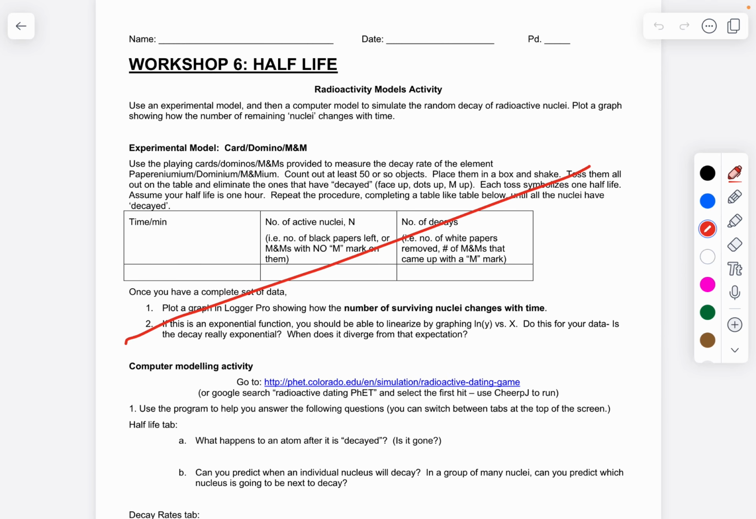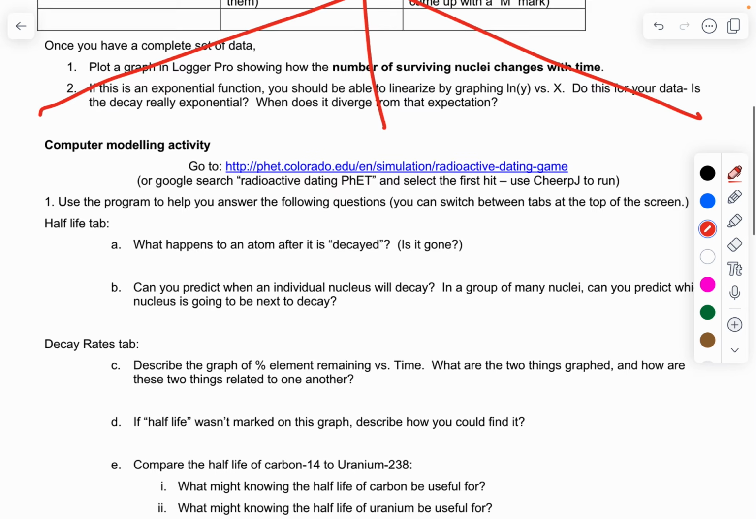Okay, so first we're gonna start with this. We're just gonna skip this one. Okay, so we're gonna skip the experimental part. Instead, what we're gonna do is we're gonna do the computer modeling activities. Now, it's pretty interesting, and it'll help you understand the concept of half-life. So, let's go.